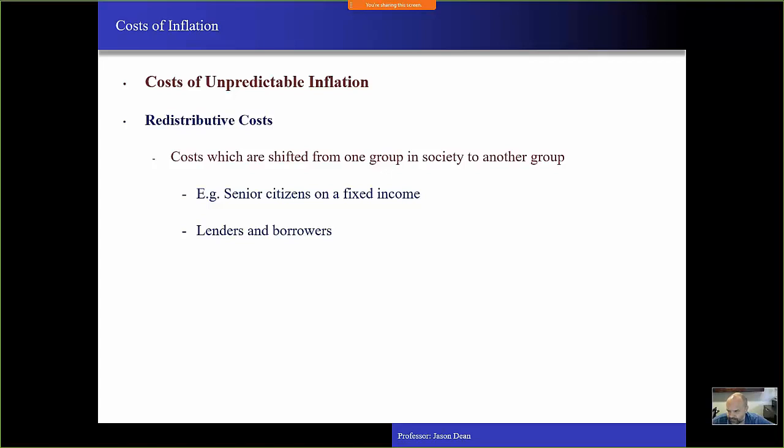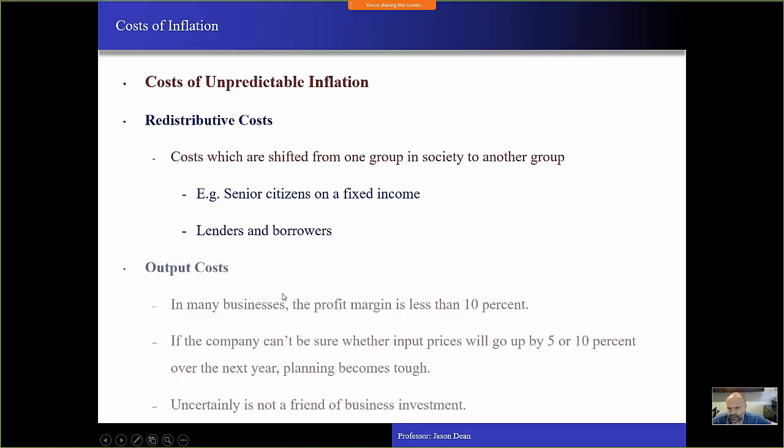But with inflation going up that much, the lender is now getting money back that's not worth as much. If inflation was predictable, they would have negotiated a much higher interest rate so that they can cover themselves from that increased inflation. So you can see that if the inflation is unexpected, you get some redistribution between borrowers and lenders. Borrowers will be made better off than the lenders.